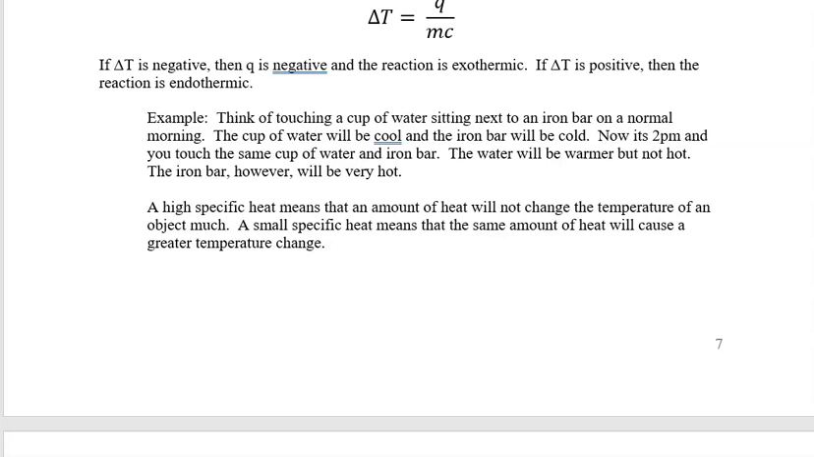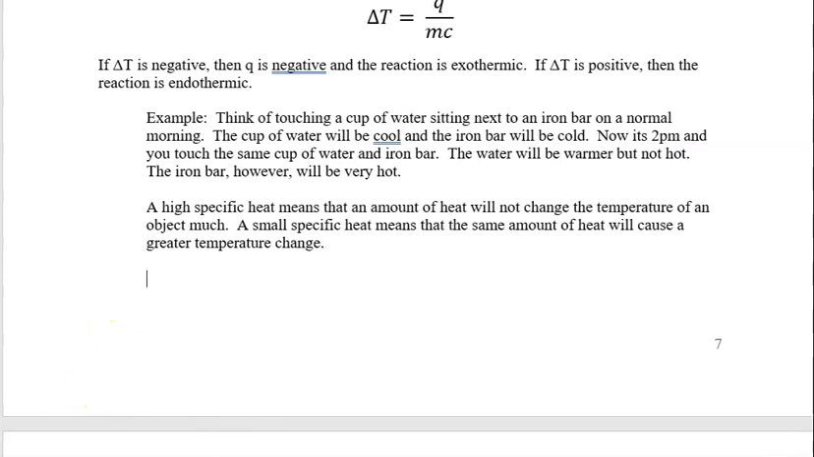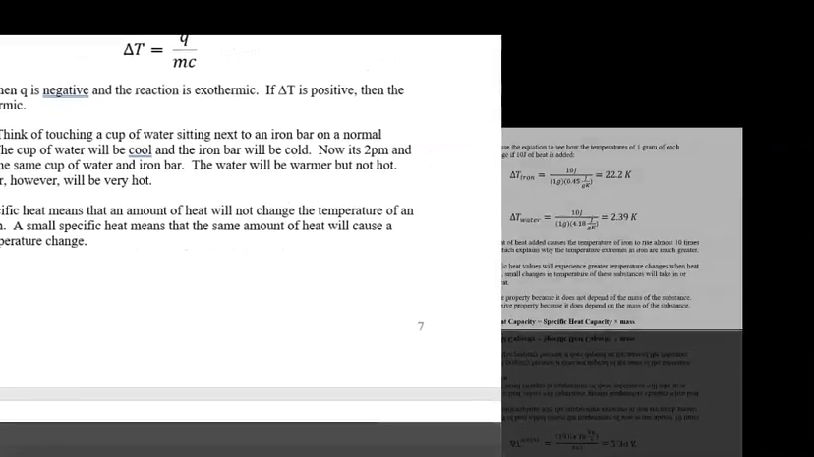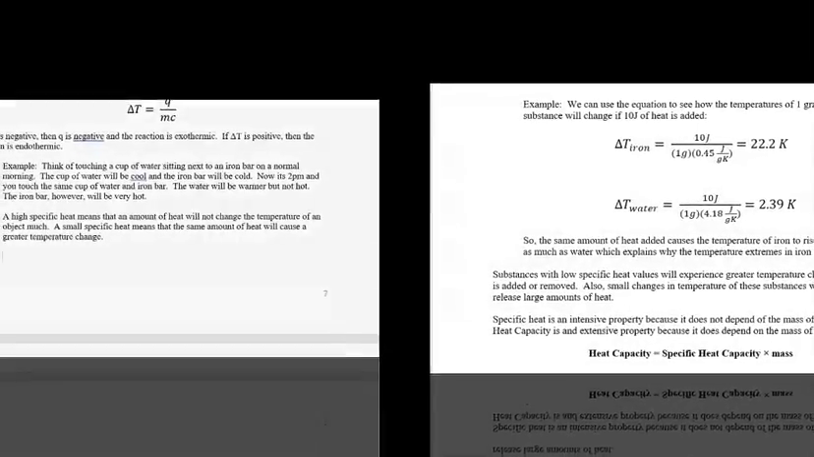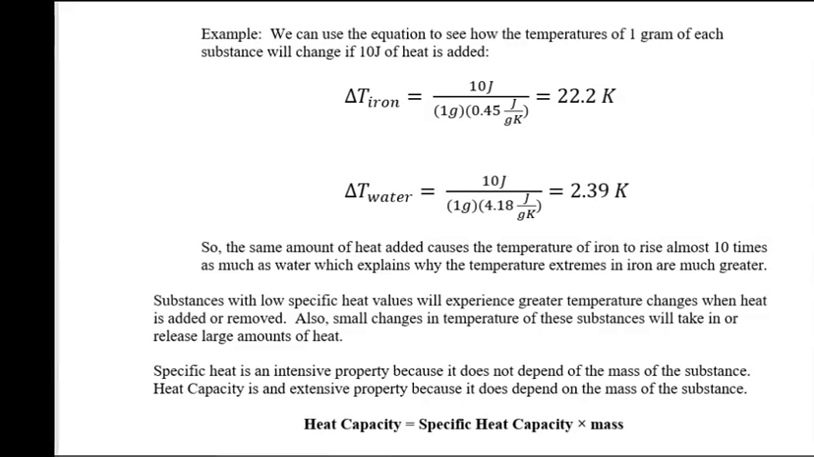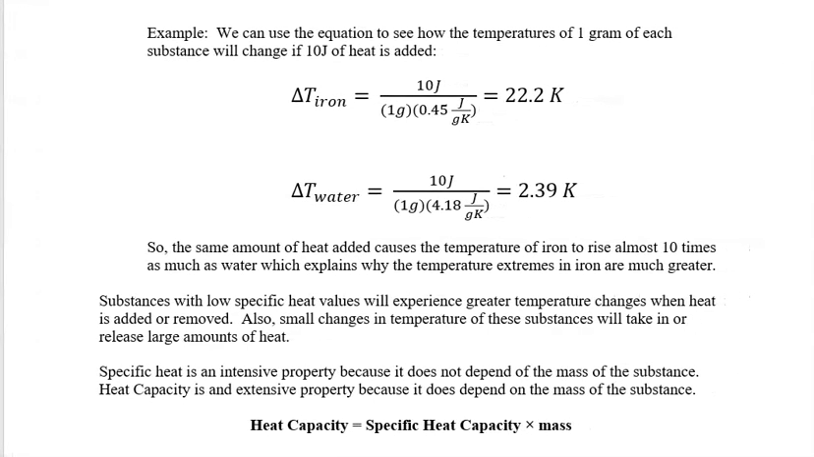So a high specific heat means that a particular amount of heat will not change the temperature of an object very much. A small specific heat means that the same amount of heat will cause a greater temperature change. So let's use the formula and we can see an example of this. So, example. We can use the equation to see how the temperature of 1 gram of each substance will change if 10 joules of heat are added.